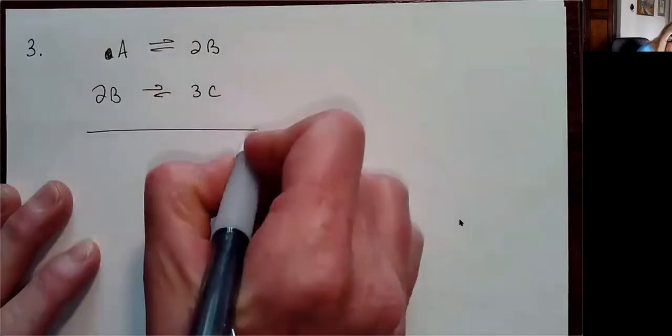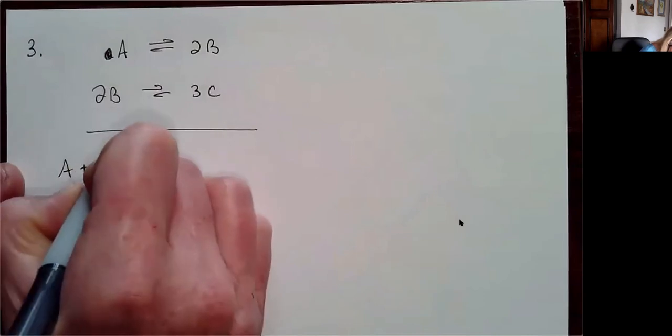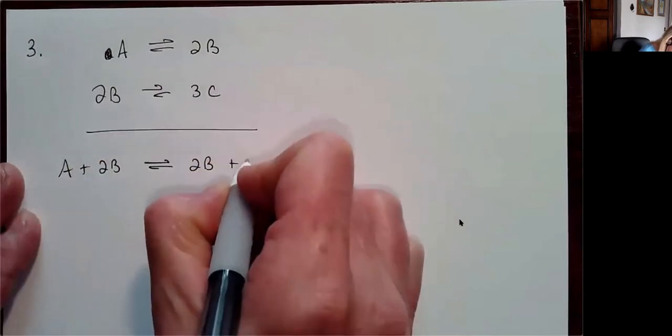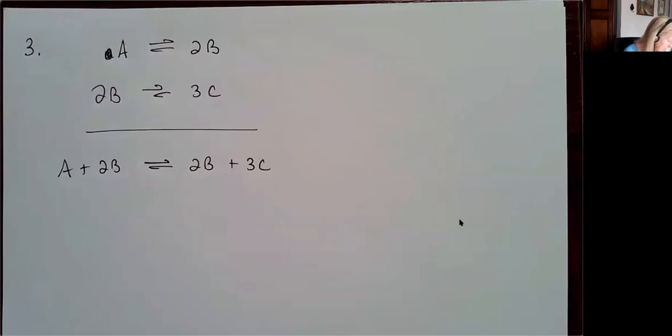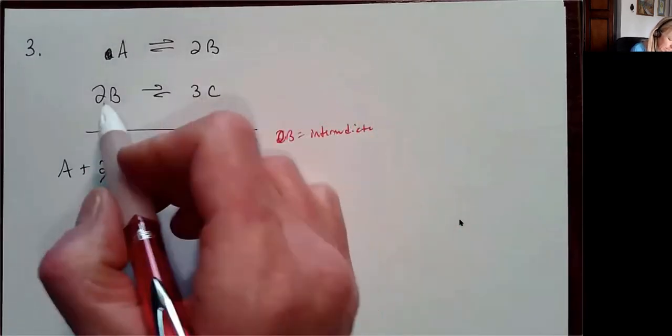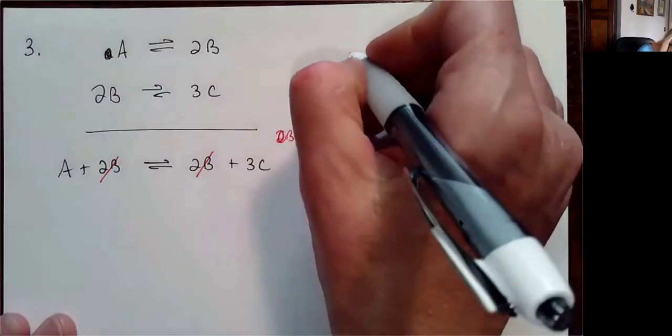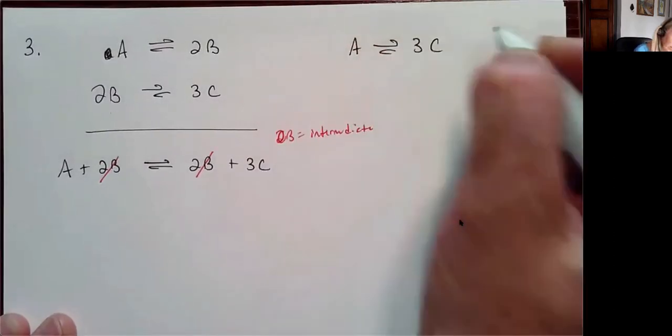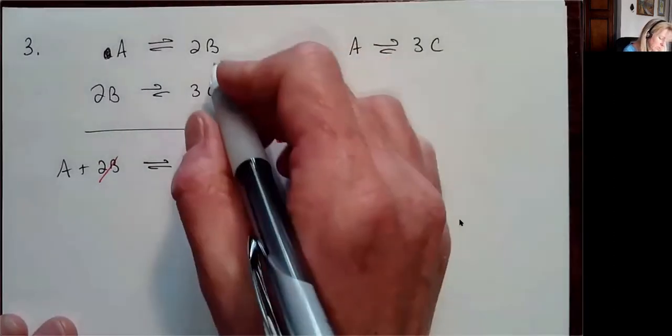If I add these steps together, I get A plus 2B goes to 2B plus 3C. Now I have an intermediate here. Right, so this is my intermediate. So it's produced and then it's consumed. So my overall reaction is A goes to 3C. But I have these two steps that happen.